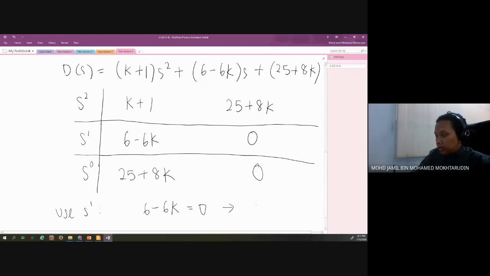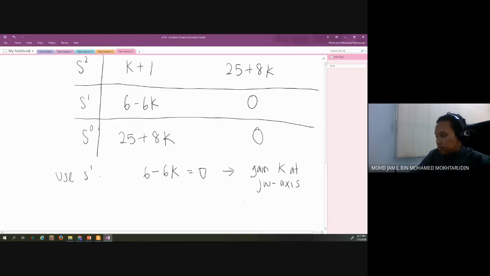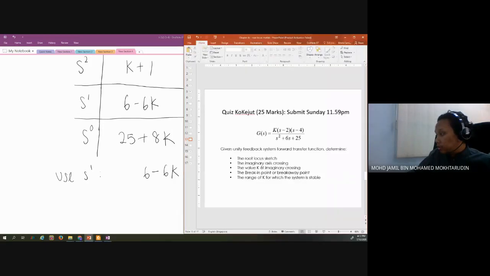So the gain k equals 1. And then use this k value in row S2 to find the frequency at the JW axis, or to find the imaginary axis crossing.